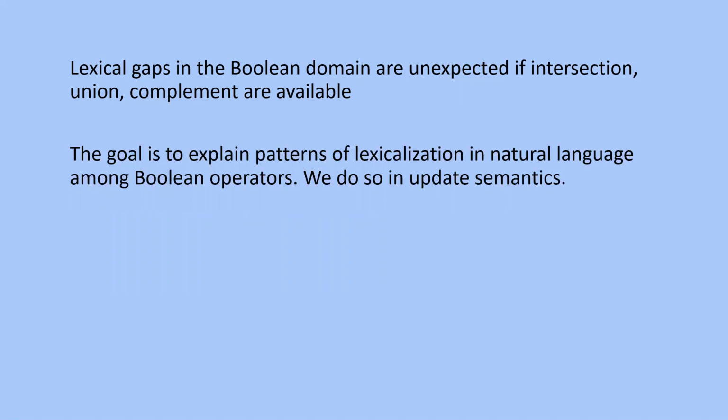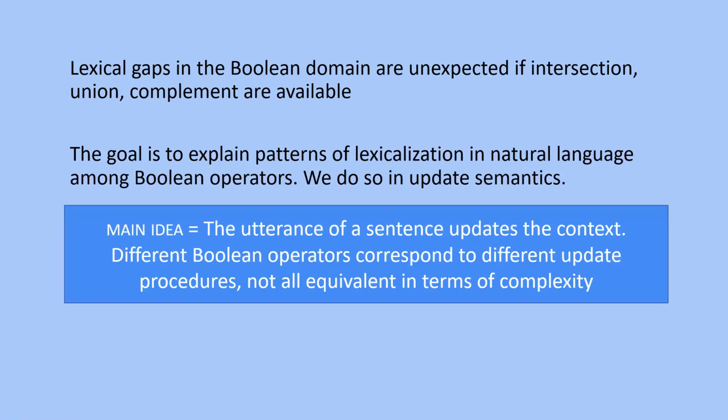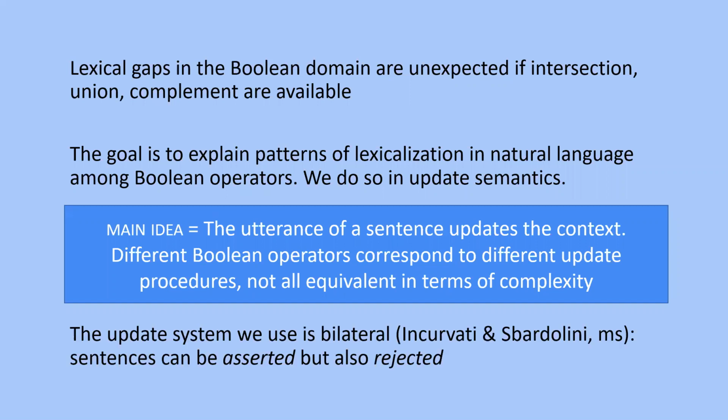Our goal is to explain the patterns of lexicalization we observe in natural language. And the plan is to do this in a version of update semantics. We had a reminder about update semantics yesterday in Manfred's talk. The main idea is this: the utterance of a sentence updates the context, and different Boolean operators correspond to different update procedures, not all equivalent in terms of complexity. And it's going to turn out that the operators that exist and the way they are distributed are those that minimize a couple of measures of complexity that we're going to define.